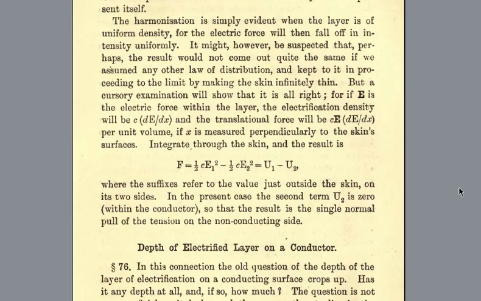equals U1 minus U2, where the suffixes refer to the value just outside the skin on the two sides. In the present case, the second term U2 is 0 within the conductor, so that the result is the single normal pull of the tension on the non-conducting side.